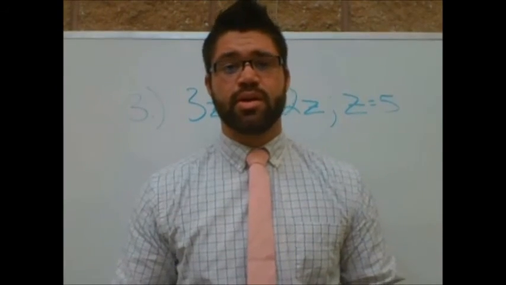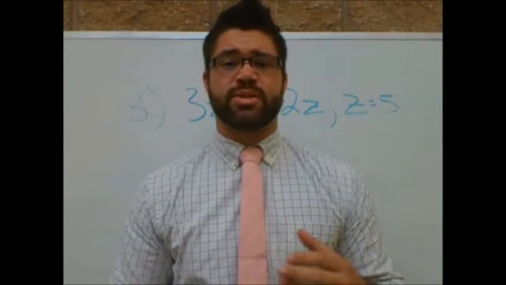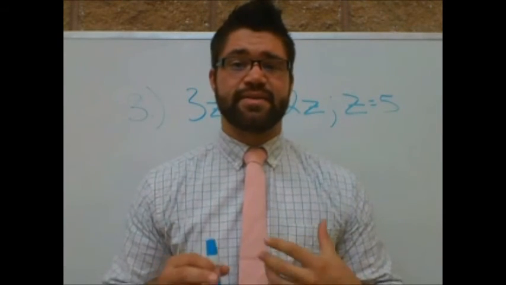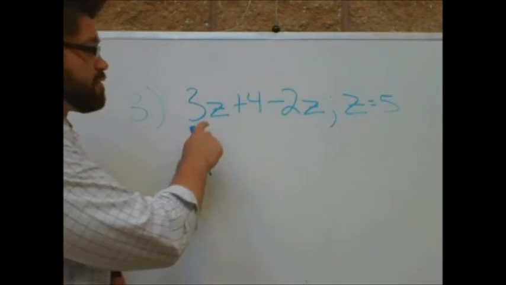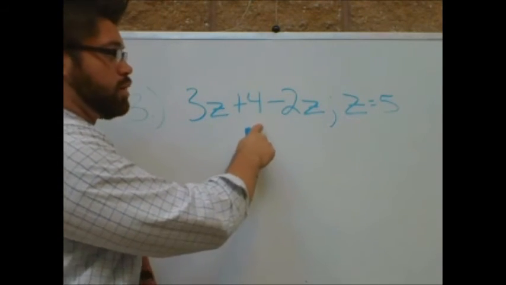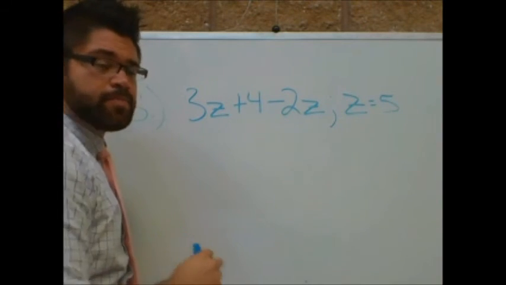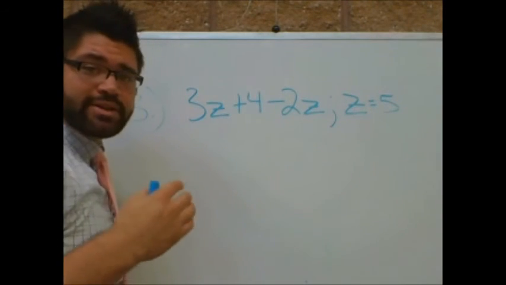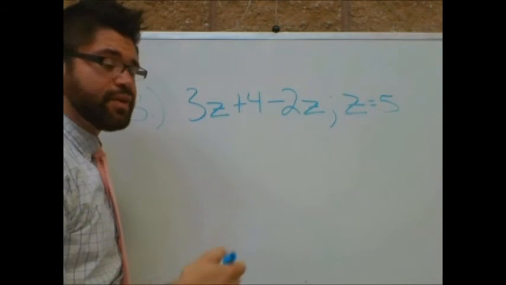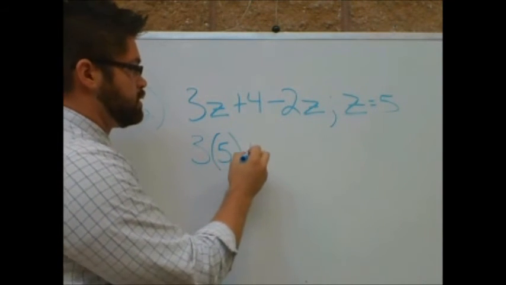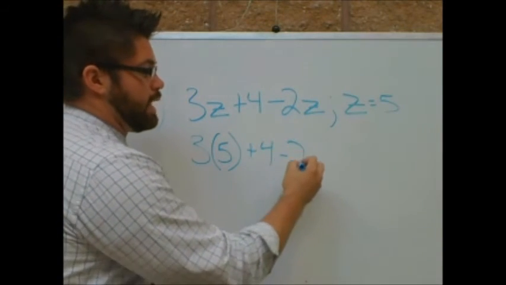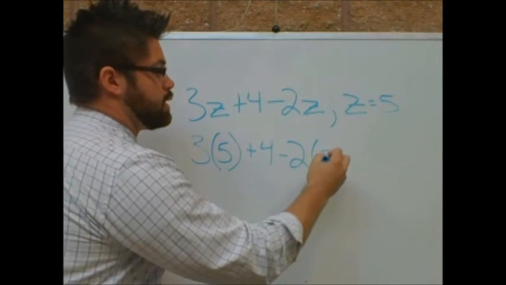For number 3, we're going to put the variable in the expression twice this time. It's going to be the same variable, but we're going to use it twice. So let's look at what that looks like. Here we have 3z plus 4 minus 2z. We know that z equals 5. So every time we see a z, we're going to substitute 5 for it. So we have 3 times 5 plus 4 minus 2 times 5.